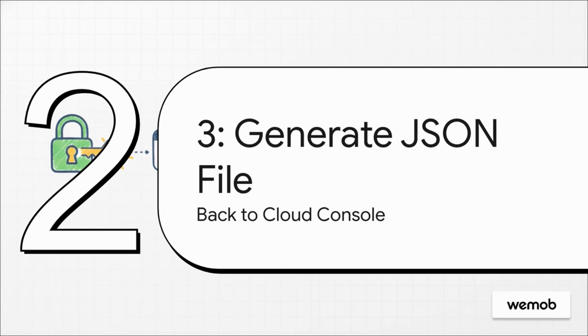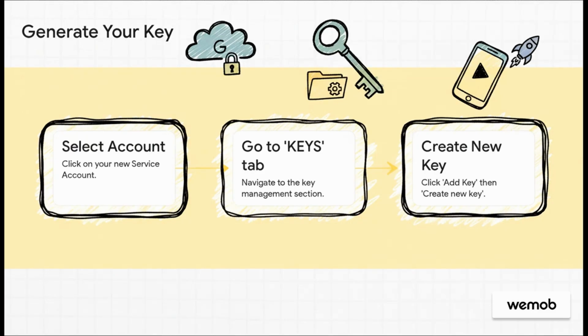Awesome! The permissions are all set. Now, for our 3rd and final part, we are heading back to the Google Cloud Console one last time. This is where the magic happens, where we actually generate the key file itself. So back in the Google Cloud Console, just click on that Wemob Publisher service account you made. Then navigate over to the tab that says Keys. Click Add Key, and then Create New Key. We are literally just a couple of clicks away now.